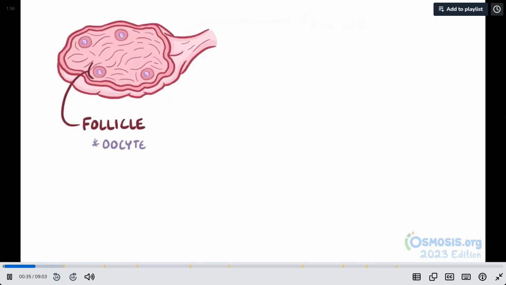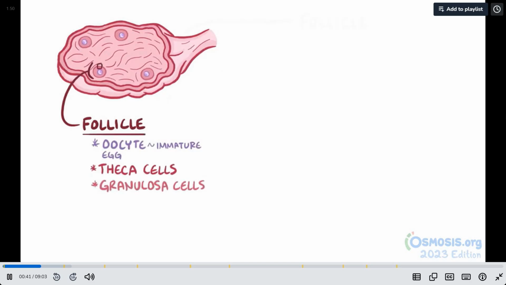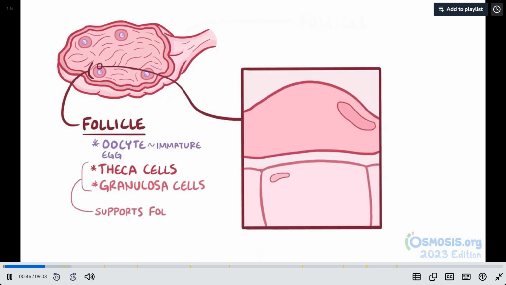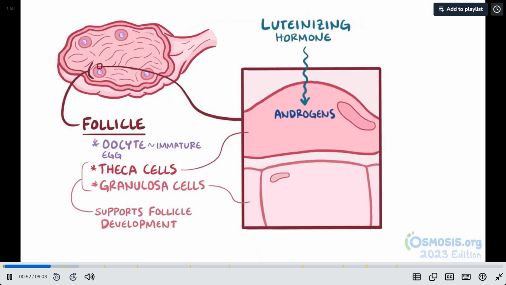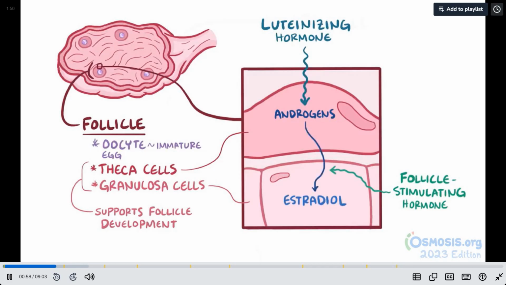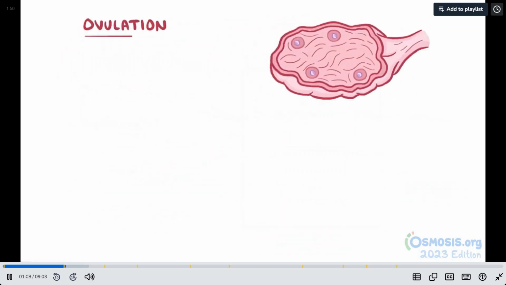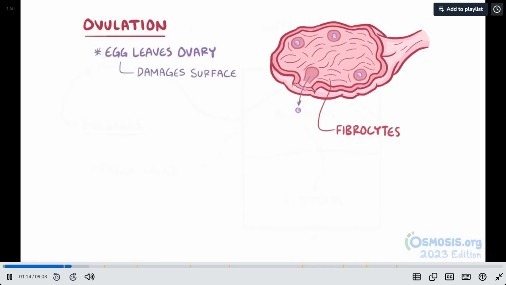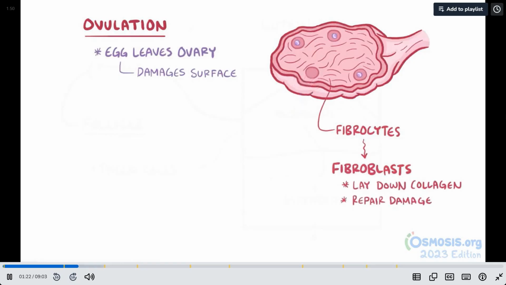Each follicle is made up of an oocyte, which is an immature egg, surrounded by two types of cells, theca cells and granulosa cells. Granulosa and theca cells work together to support follicle development. Luteinizing hormone stimulates theca cells to generate androgens, and follicle-stimulating hormone stimulates granulosa cells to convert those androgens to estradiol, using the enzyme aromatase. A large increase in estradiol triggers ovulation. During ovulation, the oocyte pops out of the ovary, causing a bit of damage to the surface. Fibrocytes detect that damage and differentiate into fibroblasts, and lay down collagen to help repair the damage.